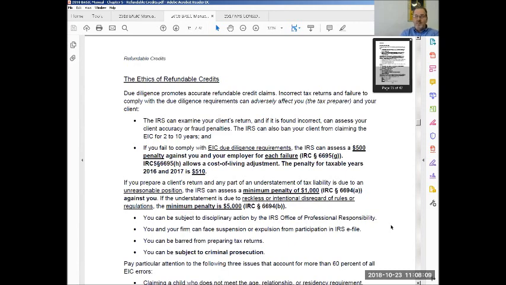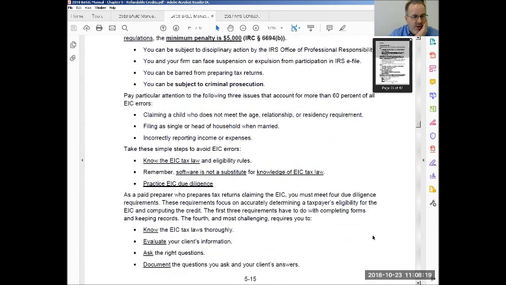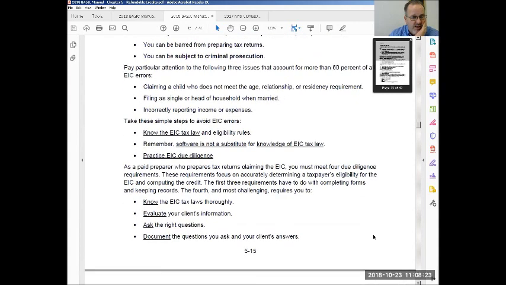You know, that's a lot of money. But again, it is a big area of fraud with tax returns. You just have to do your due diligence on this, okay? Ask all those questions. As it says at the bottom of 515, just know your EIC tax laws thoroughly, evaluate your client's information, ask the right questions, and document the questions as you ask them and the client's answers, okay?